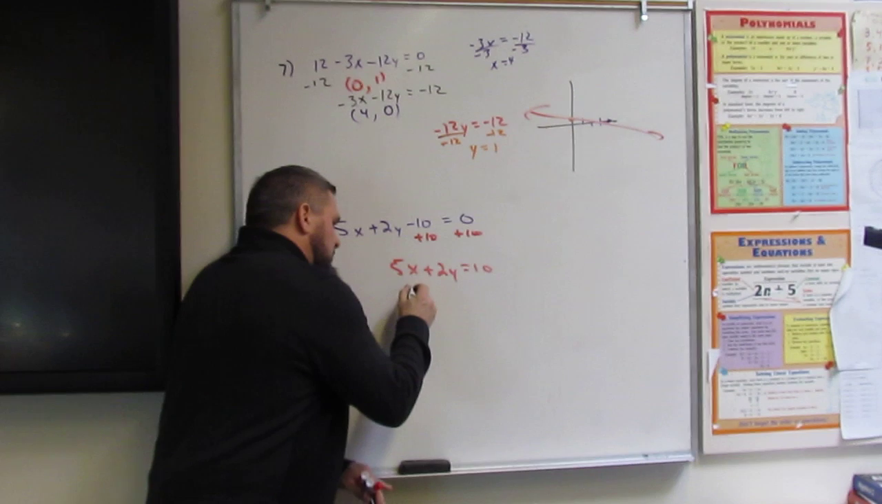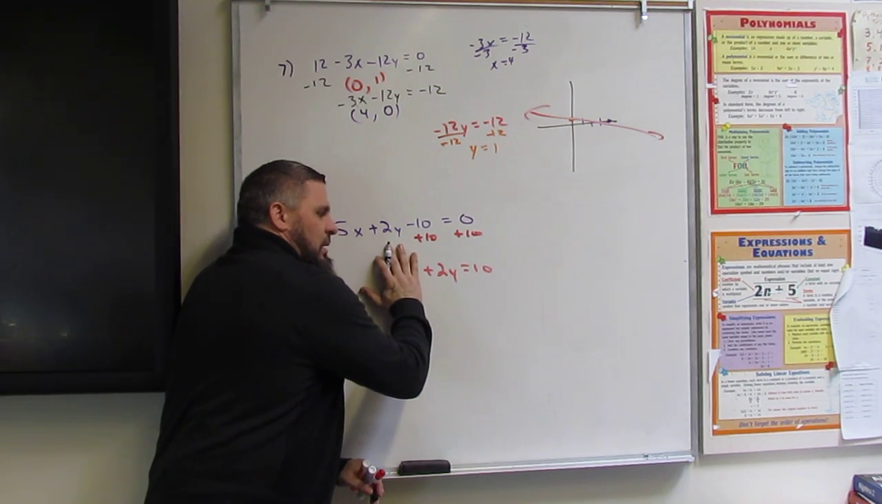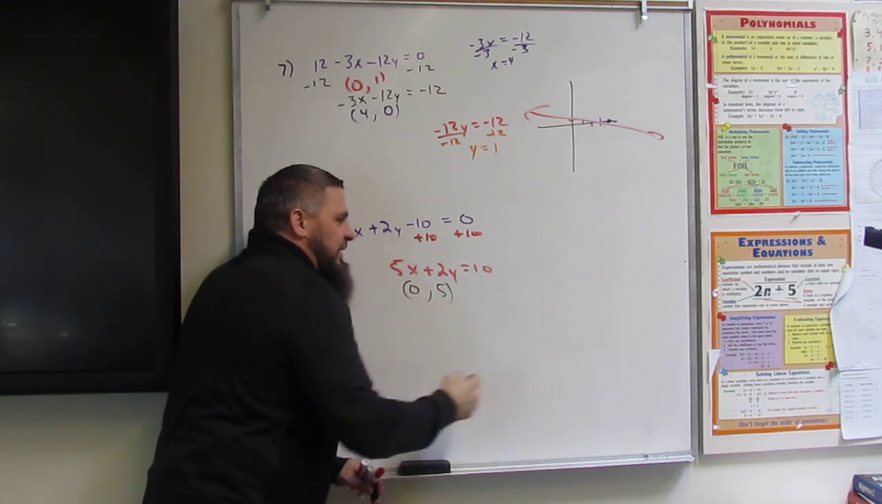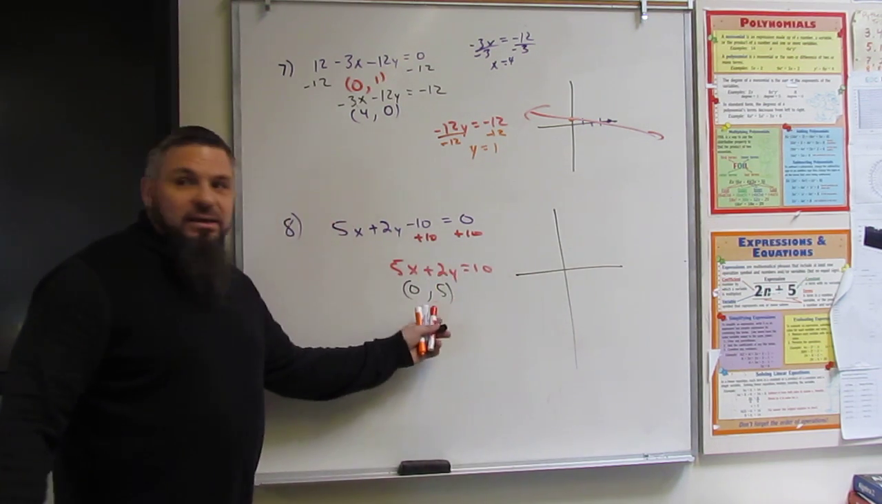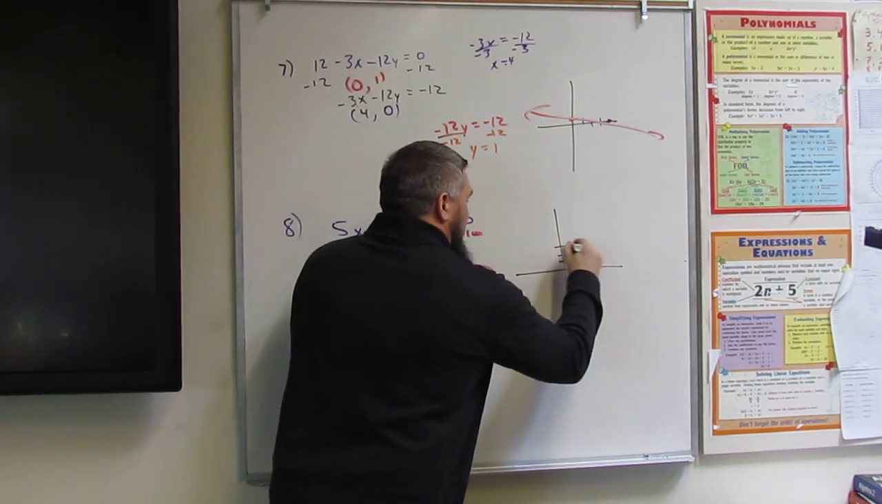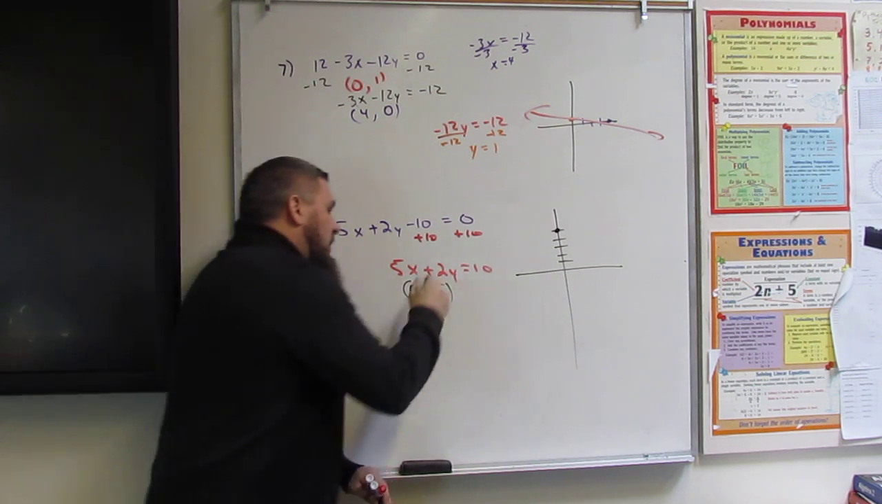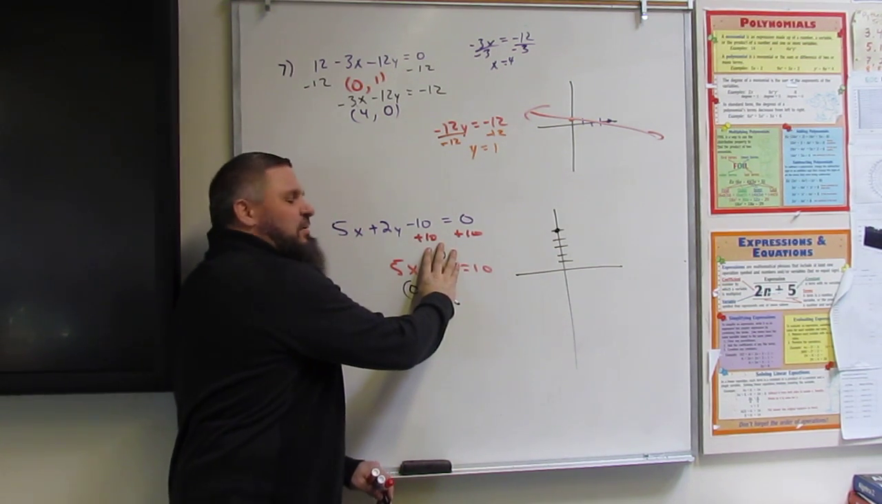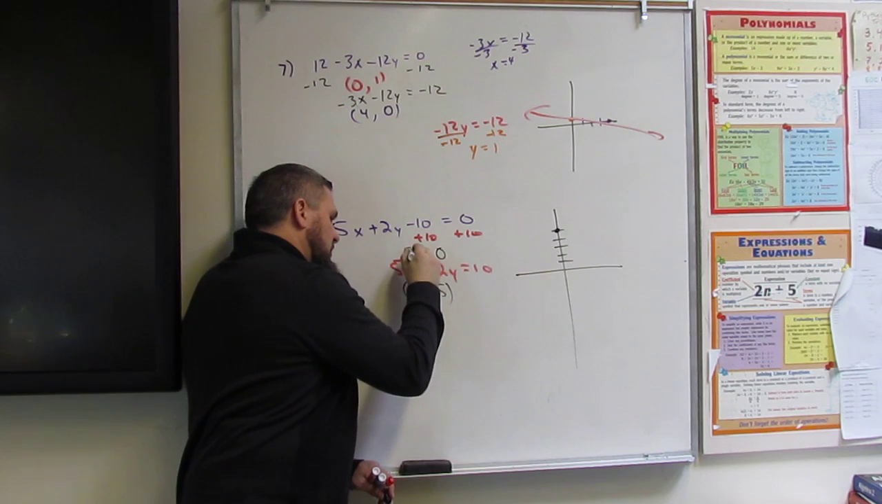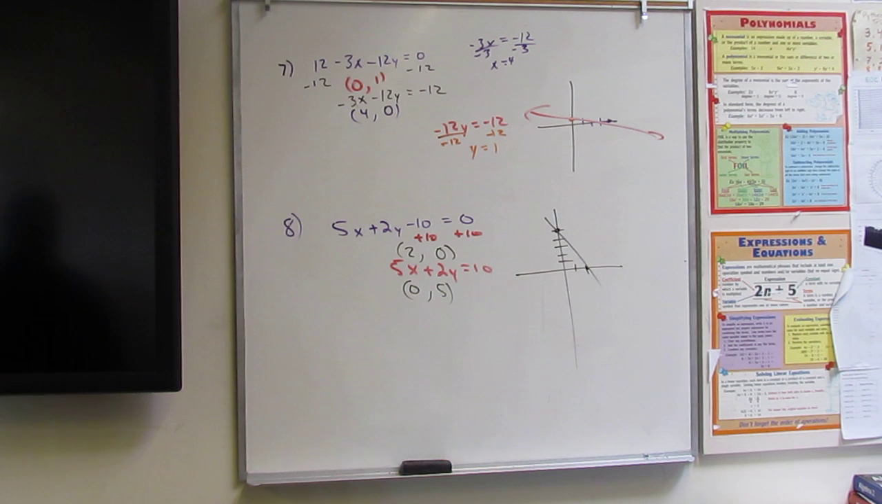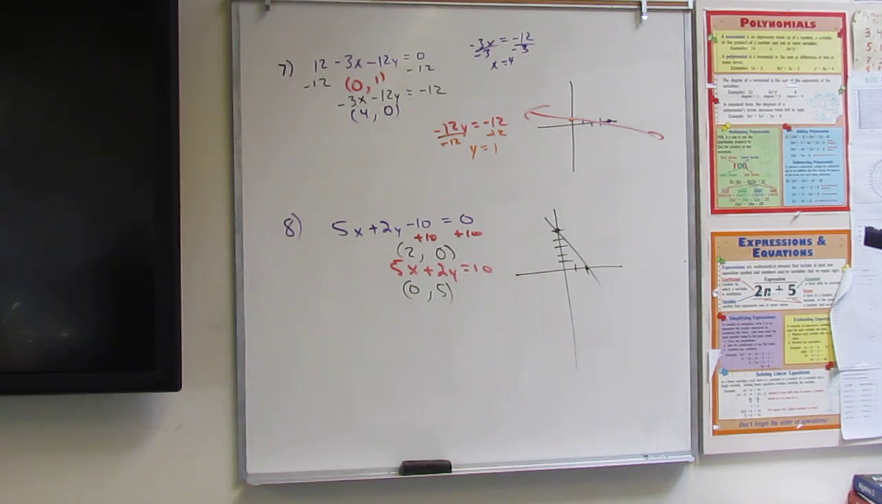Cover up. 0, boom. 2 times what is 10? 5. Graph it. Y is 5: 1, 2, 3, 4, 5. See how easy that is? Put a 0 in for y. Hey, 5 times what is 10? 2. Say no more. 1, 2. Done, son. Move on. Cake. I eat it up. It's good. It's easy.